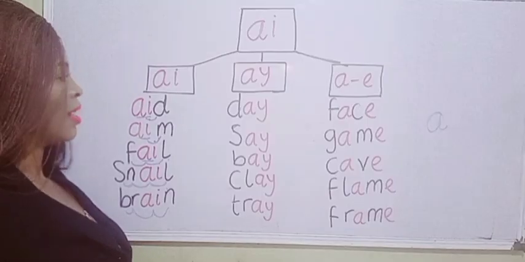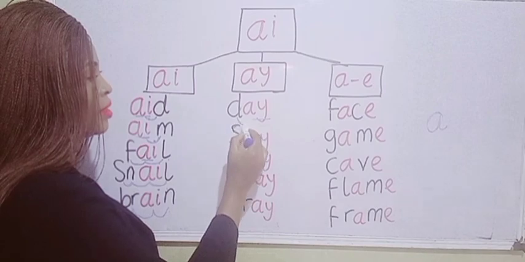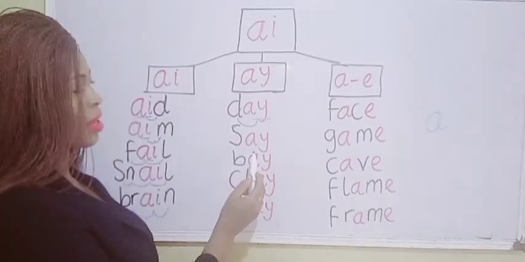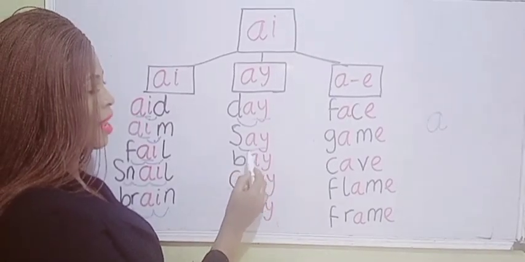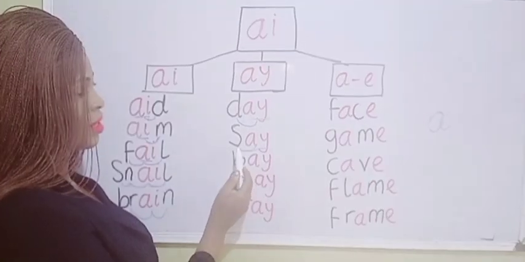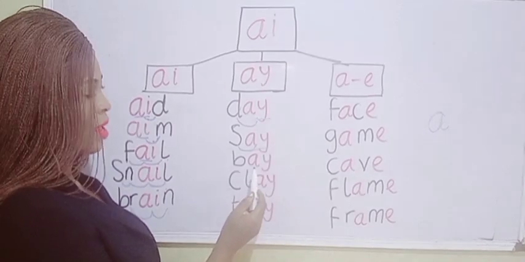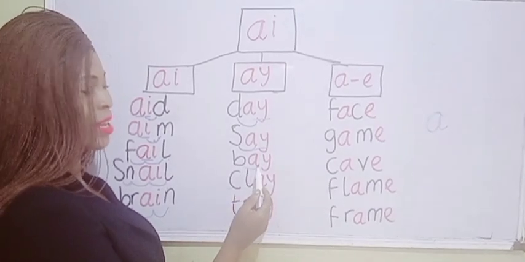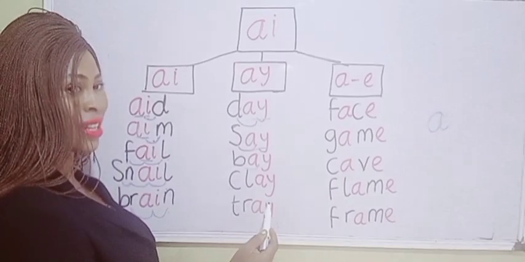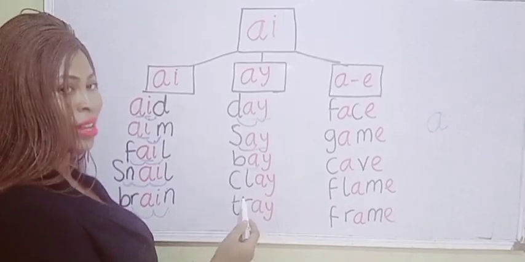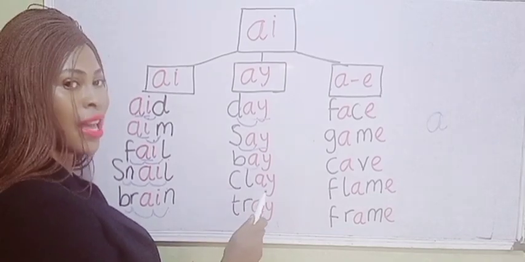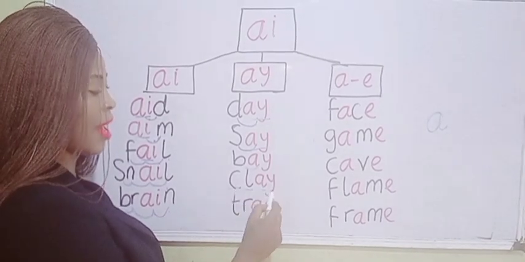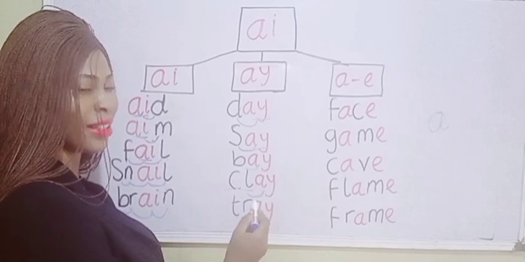Now let's move on to the next "ay" sound, which is A-Y. So we have D, A, day; S, A, say; B, A, bay. Here we have another consonant digraph, where we have k, l, and so we have clay, clay, clay.